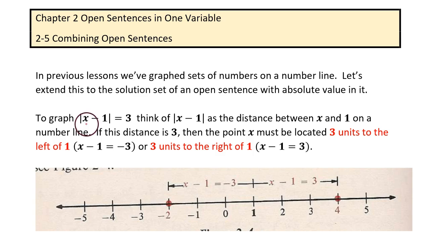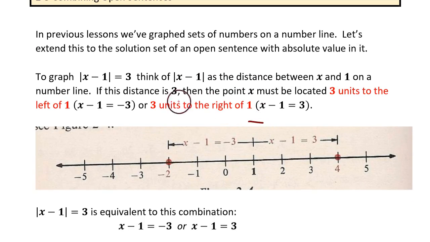To graph the absolute value of x minus 1 equals 3, we could think of the absolute value portion as the distance between x and 1 on a number line. Remember that subtraction means the difference. The difference between x and 1 means the same thing as the distance between x and 1. If this distance is 3, then the point x must be located 3 units to the left of 1 or 3 units to the right of 1.